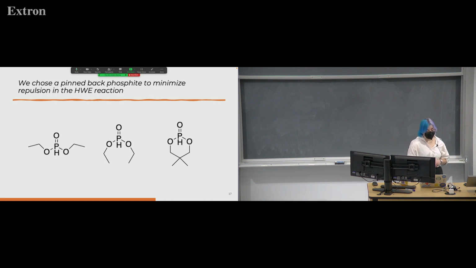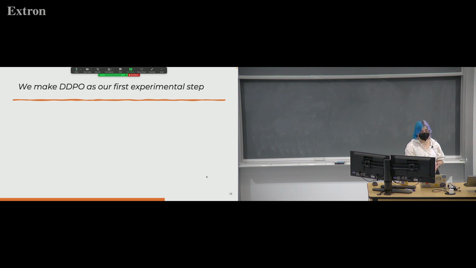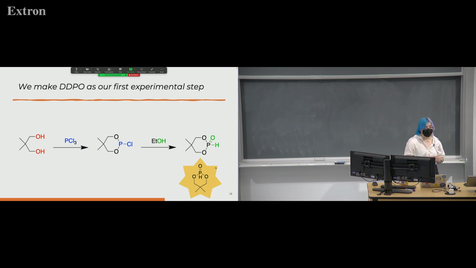And so that's where I came into this project and began with trying to synthesize the starting material, which I have called DDPO. So as this first synthetic step, I started with neopentyl glycol, reacted that with phosphorus trichloride, where I was able to make this chlorophosphonate ester compound, and then using ethanol, we could get to our DDPO, which again is just the pinned back version of our original starting material.